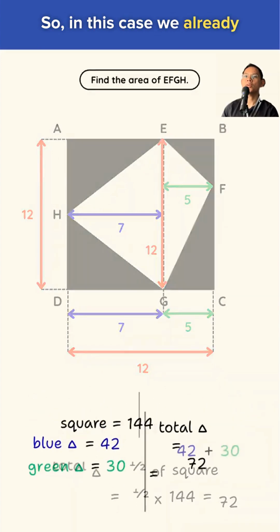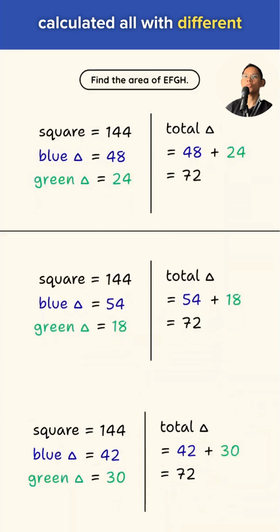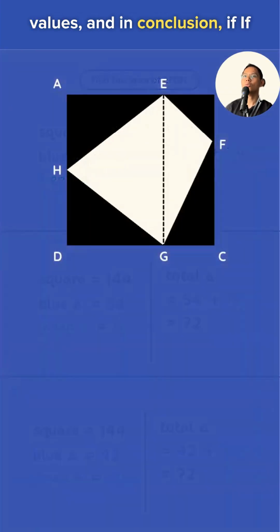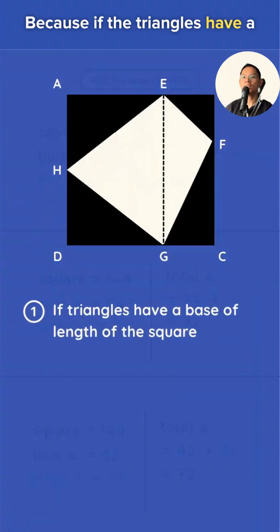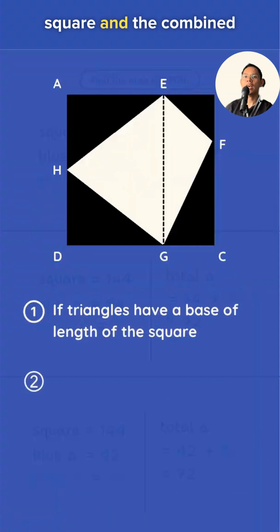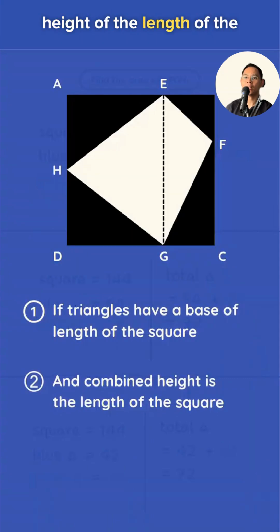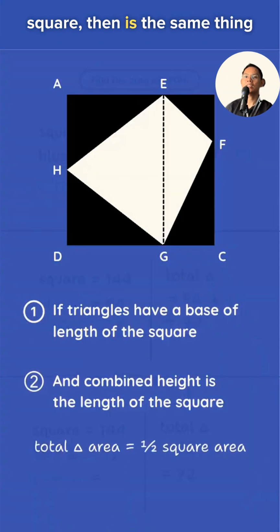So in this case, we already calculated all with different values. And in conclusion, if you were to answer this question as just half of the square, then you're right. Because if the triangles have a base of the length of the square and the combined height of the length of the square, then it is the same thing as total triangle area is equal to half of the square area.